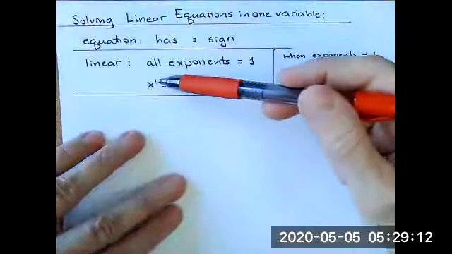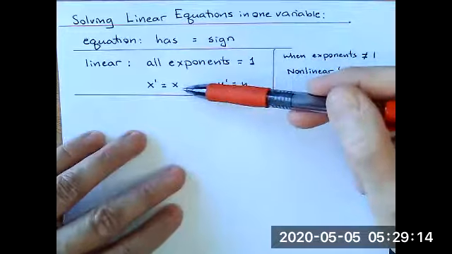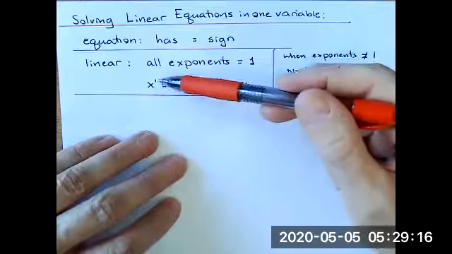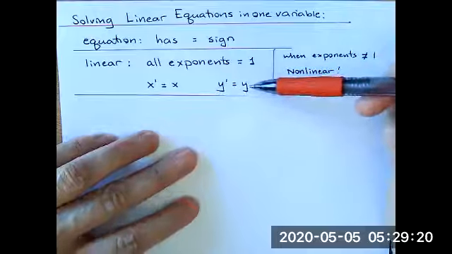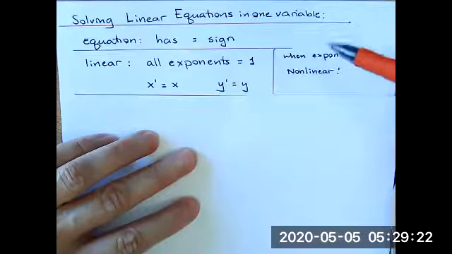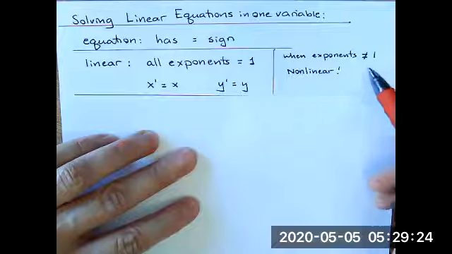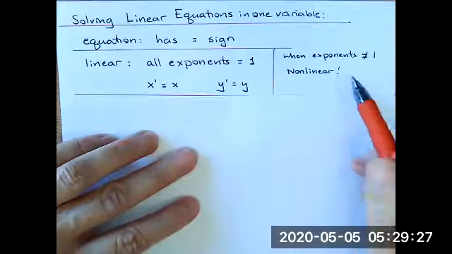Now, when the exponent is equal to 1, it's usually not written, so x to the 1 is equal to x. y to the 1 is y. If the exponents are not equal to 1, then it's called a non-linear equation.